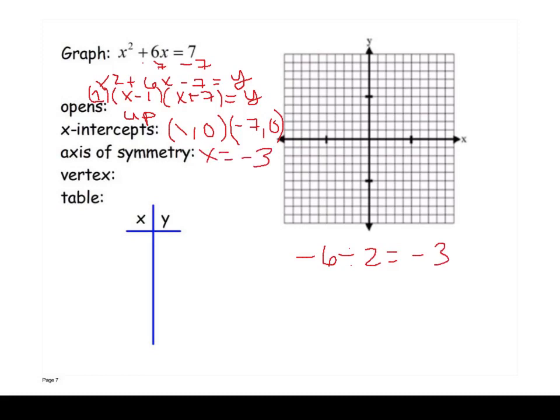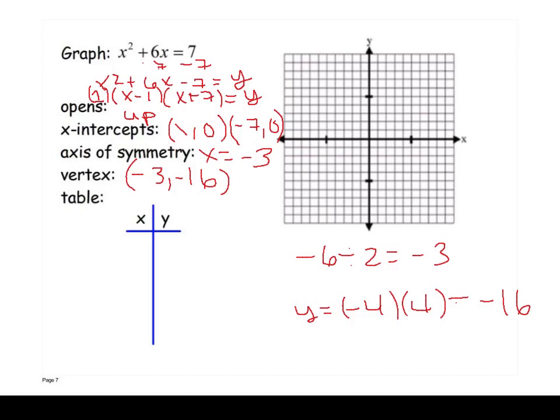My vertex then is going to have an x value of negative 3, and then we plug that into our original equation, which gives me negative 3 minus 1, which is negative 4, and then negative 3 plus 7, which is equal to positive 4. And that gives me a negative 16. And so I have a y value of negative 16.